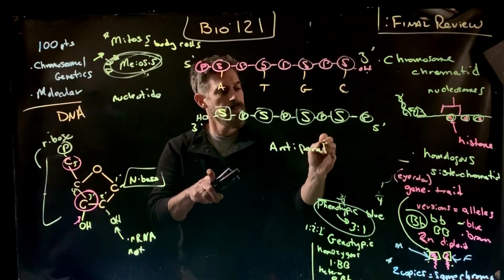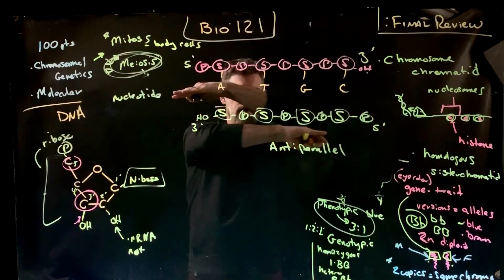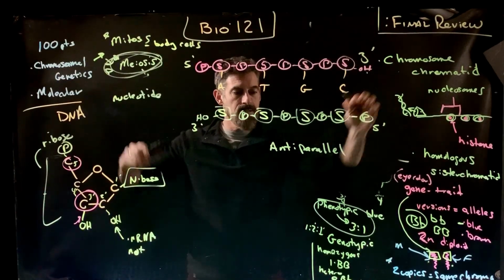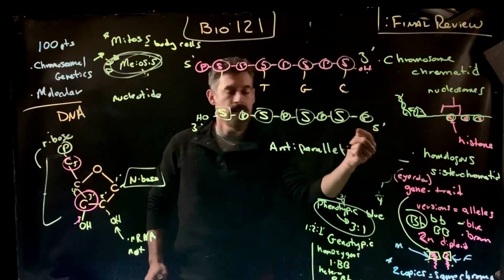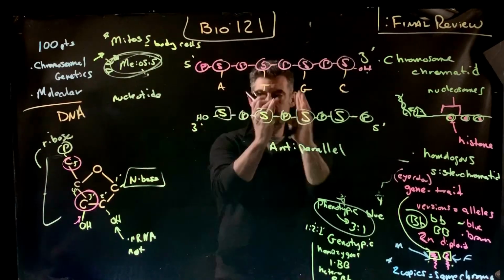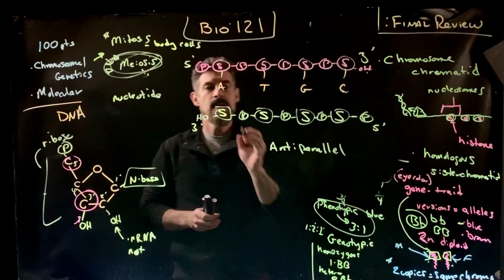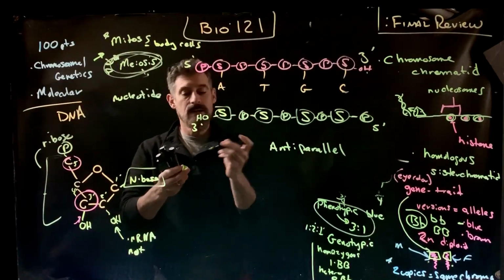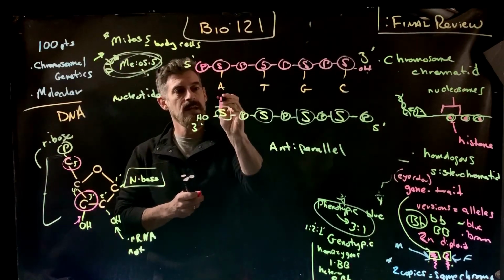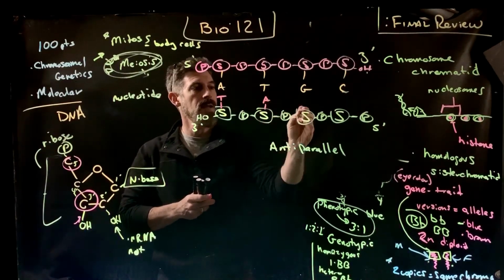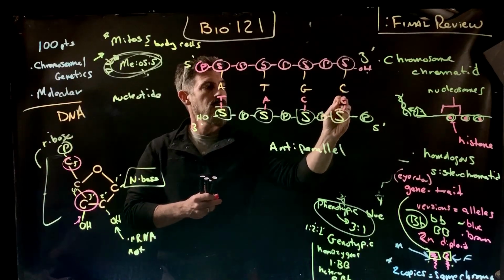anti-parallel. Right? See, they're parallel. They run right next to each other, like this. But they go in opposite directions. This one's 5 to 3. If you go in the same direction, this one's 3 to 5. So they're different. What's going to happen is they're going to pair together with hydrogen bonds. So this one would then have a T, an A, a C, and a G.